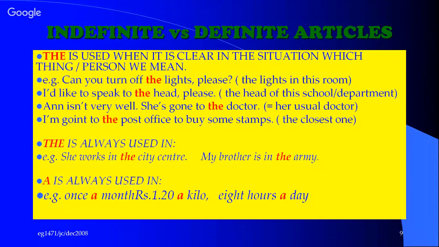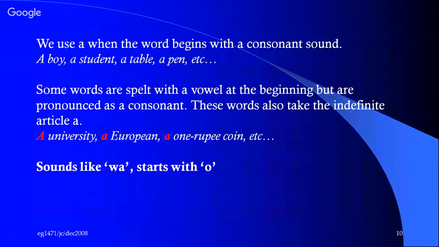A is always used in once a month, rupees 101, rupees 120 a kilo, 8 hours a day. So ee tara usage nalli again navu A use martivi andre indefinite article use martivi. We use A when the word begins with a consonant sound. Ivaga A yavag use madodu and yavag use madodu, that's another way, you know, big confusion. A annadu consonant sound andre vyanjanada shabda.